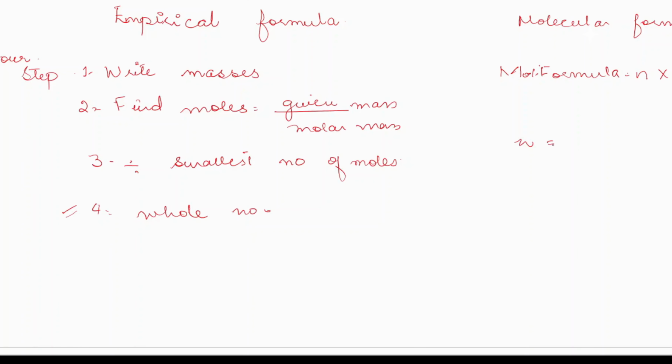So we find n, which is the molecular mass divided by the empirical formula mass. This molecular mass is usually given in the question, and the empirical formula mass we need to calculate from our formula. Then we multiply the answer with the empirical formula.